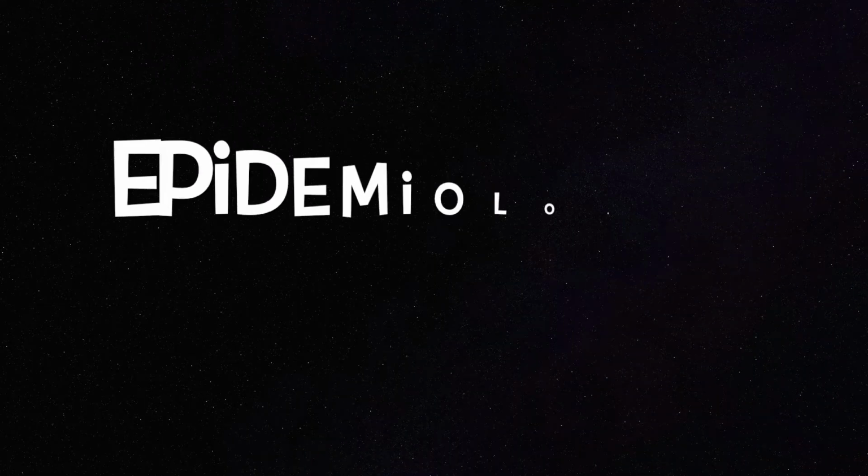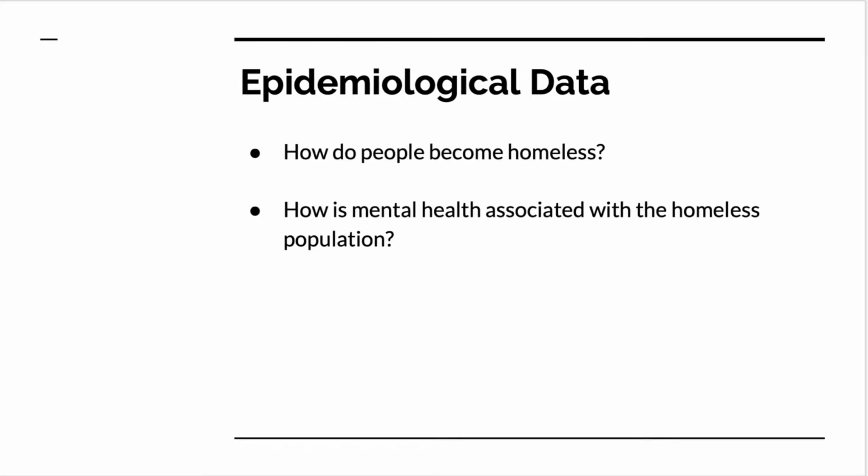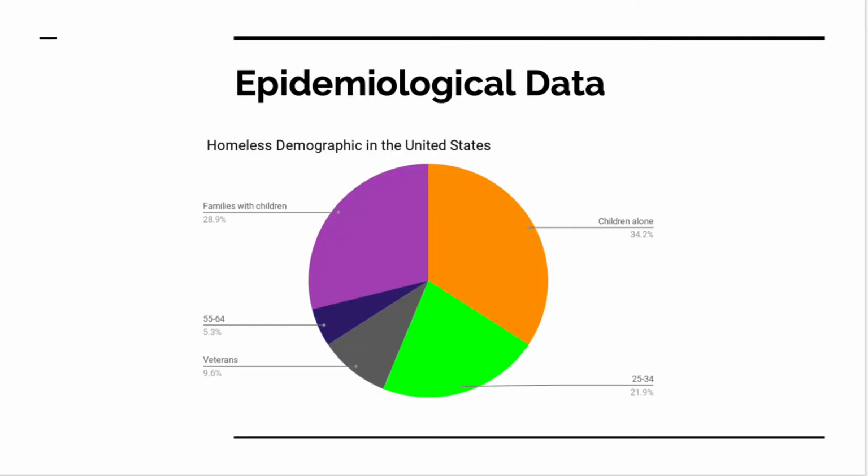Next, I will be talking about epidemiological data. Some questions that might come up are, how do people become homeless and how is mental health associated with the homeless population? Let's go into a little about the demographics. 16% of the adult homeless population suffer from some form of severe and persistent mental illness. 5 to 7% required to be institutionalized. 65% suffer from some sort of addiction.